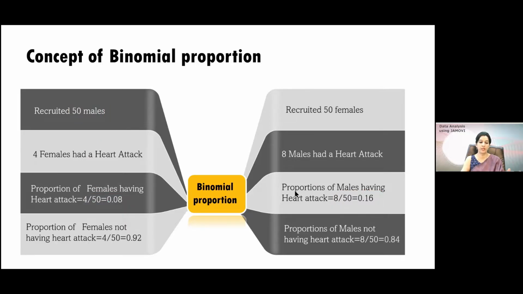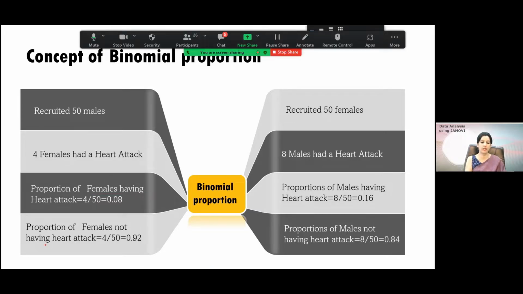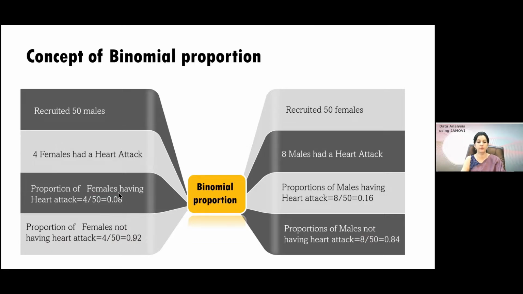And then again, what is binomial? Because you are doing one more proportion here, which is the females not having a heart attack. So females not having a heart attack would be, I'm sorry, it will not be 4/50. Rather, it will be 46/50, which will be 0.92. And here it will be 42/50, which will be 0.84. So it is a binomial proportion, and the binomial proportion is that you have a proportion of having something and a proportion of not having something.